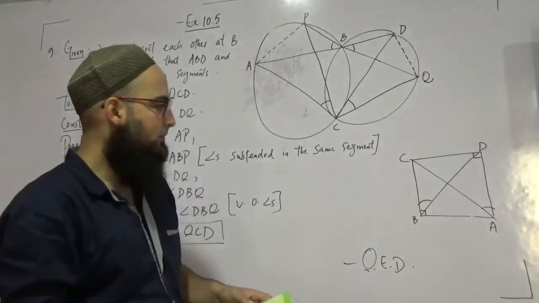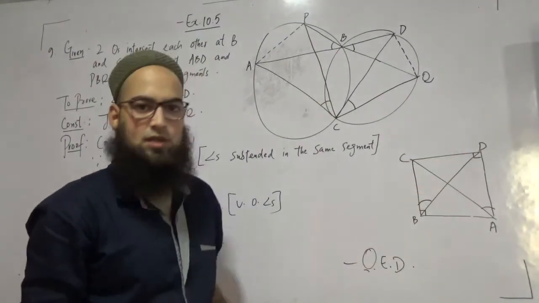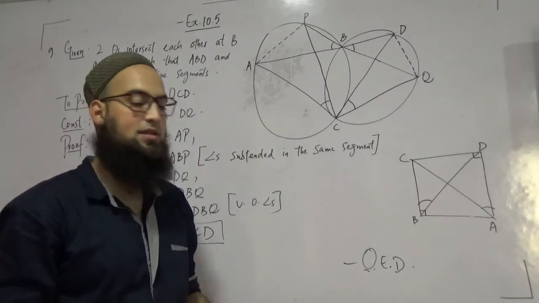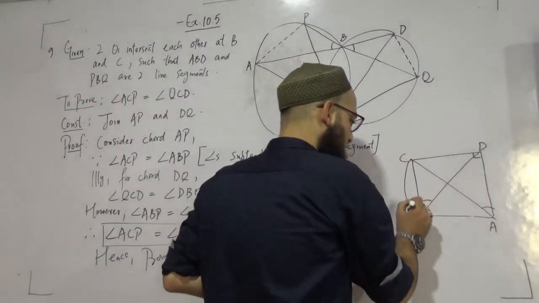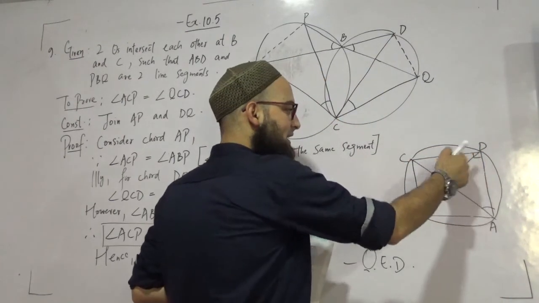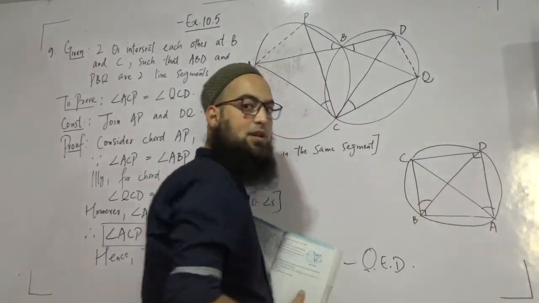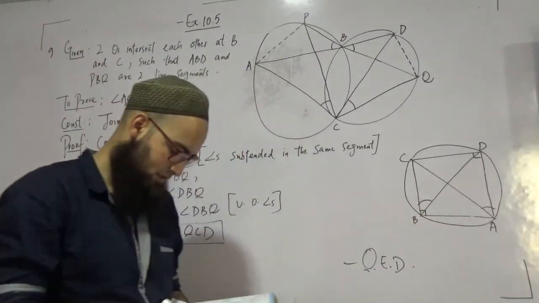Now what you can do is this is 90 degrees and this is 90 degrees, so opposite angles are supplementary. That means it's a cyclic quadrilateral. For chord CD, this angle and this angle are angles subtended by the chord CD in the same segment, and hence they are equal. Hence true.